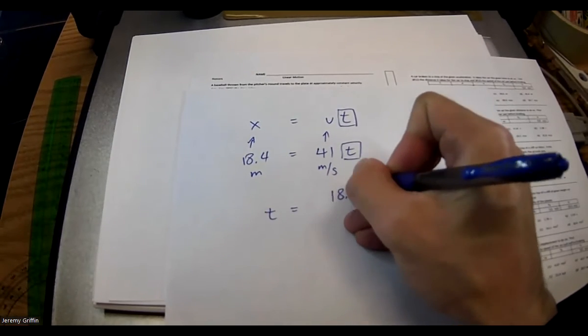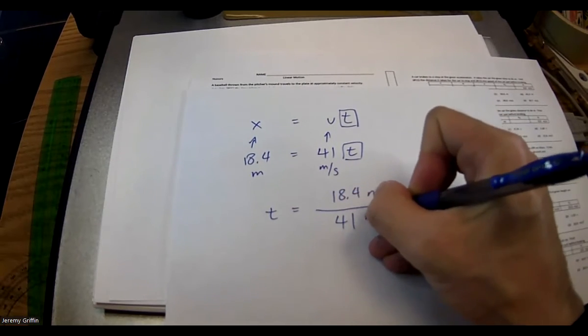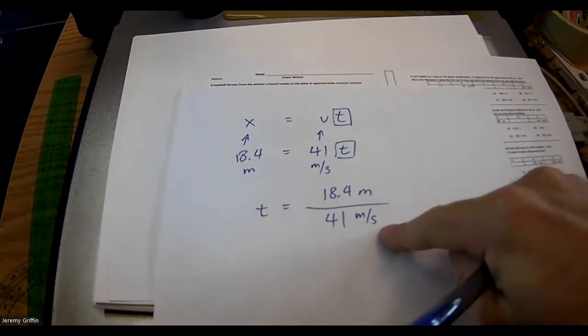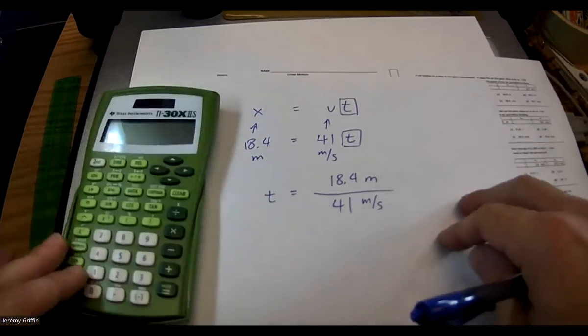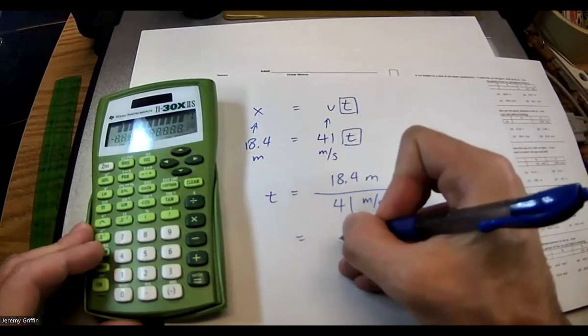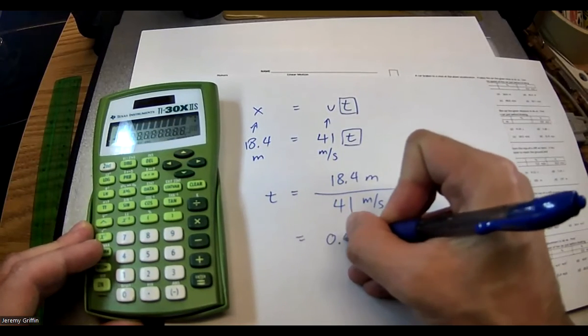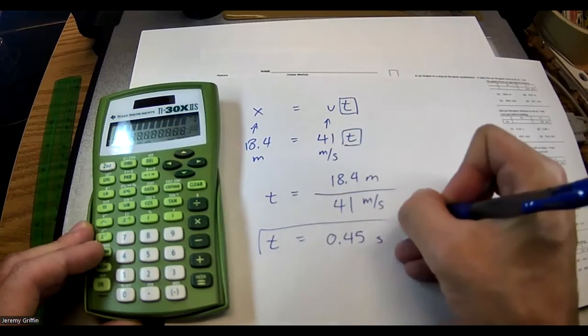Take that distance in meters, divide by the speed in meters per second. The meters cancel. The seconds is going to flip back up on top to describe a time. Okay, let's see how the numbers play out. That divided by that, that is this many seconds is the time. There you go.